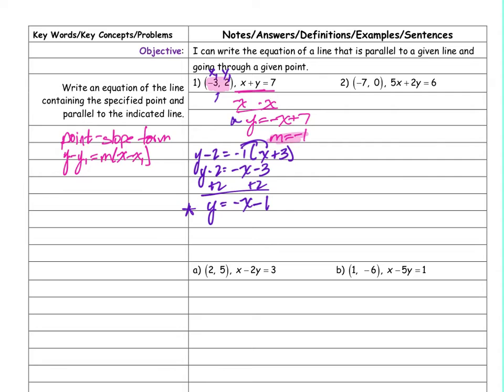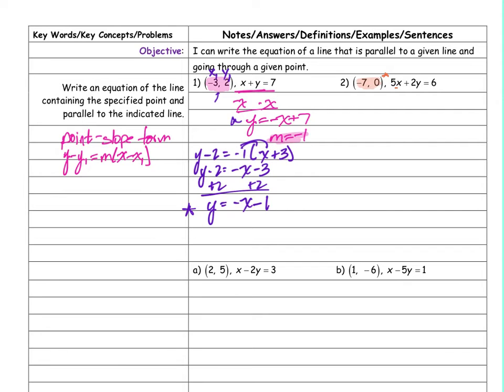I'm going to go over it again. Is there any questions so far? Sorry. Okay, so here we go. We're going to do the same thing again. I have to find the slope. I want to write the equation of a line that goes through this point, right? And is parallel to this line.